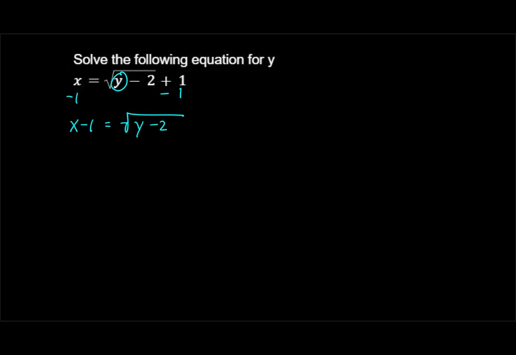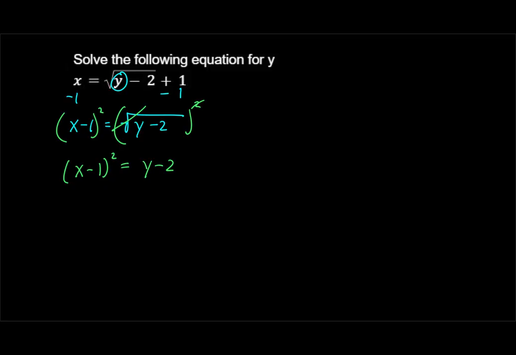Next, we'll get rid of the radical. The opposite of square rooting is to square both sides. So we're going to square both sides, leaving us with x minus 1 squared equals y minus 2. Now, as far as dealing with this x minus 1 squared, you can write it out and distribute it out, or you can leave it as this. Depending on the context of the problem, depends on which way you want to go, which way is better. For now, I'm just going to leave it at this, and I'll also write out the other possible answer.